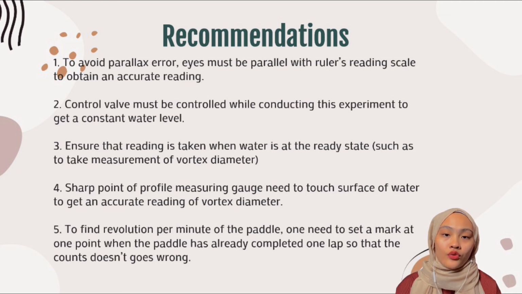Other than that, reading must be taken when water is at the steady state. Next, sharp point of profile measuring gauge must touch the surface of the water to get the accurate reading of vortex diameter. Lastly, in experiment 2, we have to find the revolution per minute, so one needs to set a mark at one point when pedal completes one complete rotation. This is to avoid any confusion as well as to make sure the count is correct.